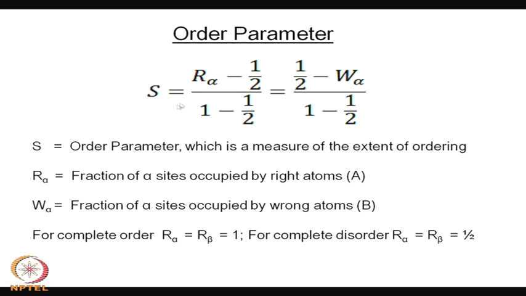S, the order parameter, is given in terms of R alpha. R alpha is the fraction of alpha sites, fraction of sites, not A, I think it should be 1 minus.